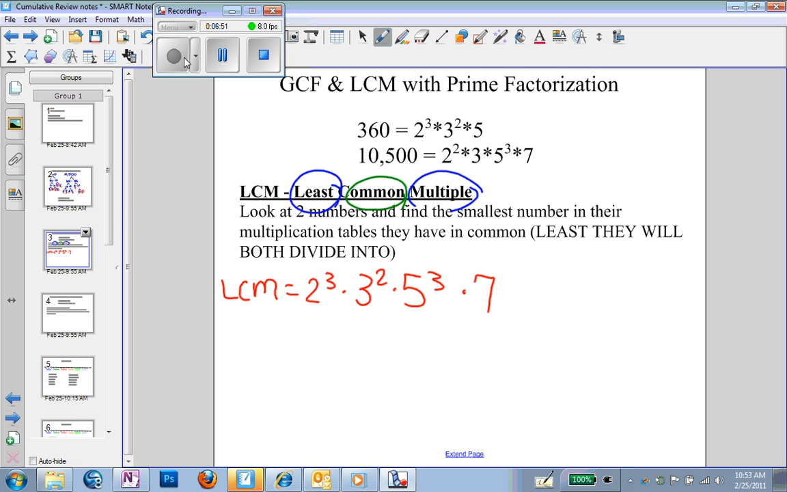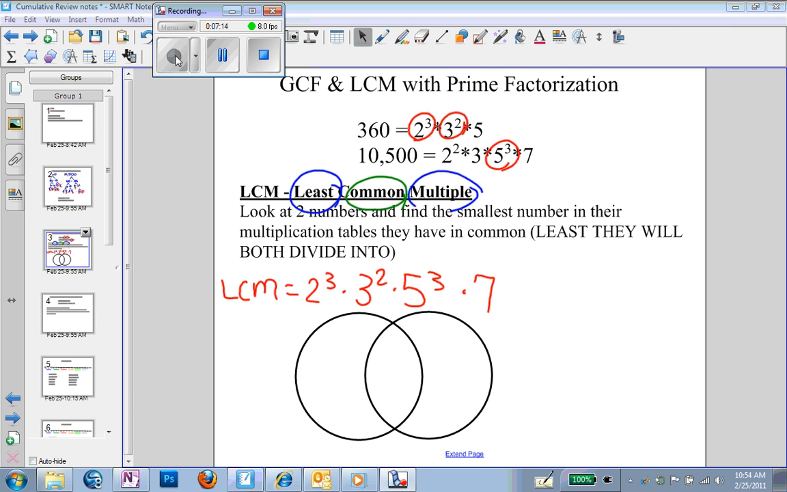So basically we're saying all these factors will go into at least one of those numbers. Okay? And then we choose the highest exponent on each because that's the one that the other factor will go into. For example, the 2 cubed, 2 squared would go into. The 3 squared, 3 would go into. The 5 cubed, 5 would go into. So that's how we know which factor to choose when we have the same factor in both of them.